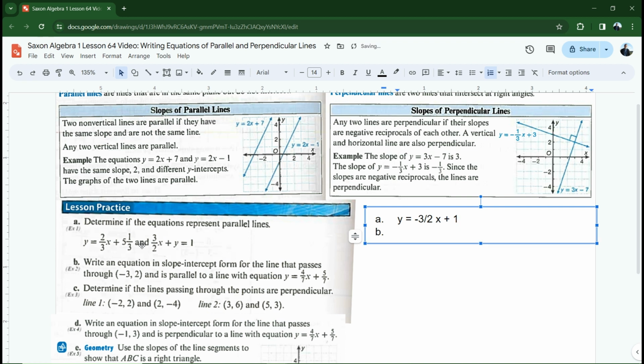All right, letter B. Write an equation in slope-intercept form for the line that passes through (-3, 2) and is parallel to a line with the equation y = 4/7 x + 5/7. Now here's the thing you need to do with a problem like this. We are going to just throw every part of the equation we're given out of the window, okay?